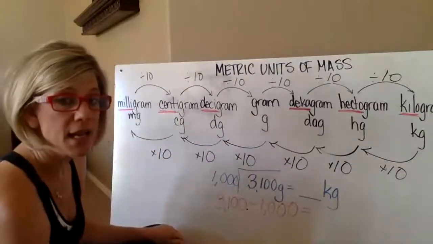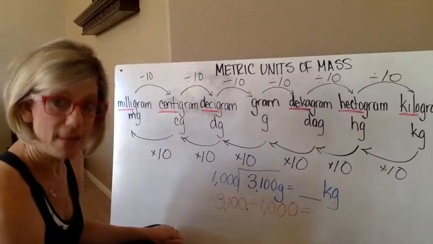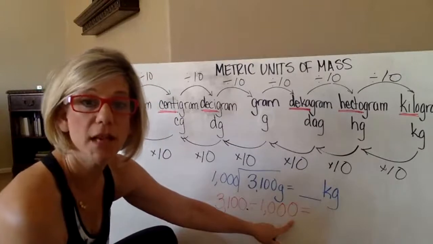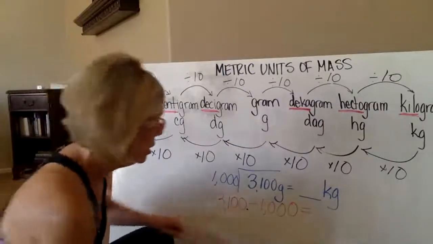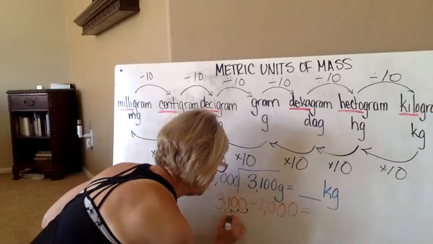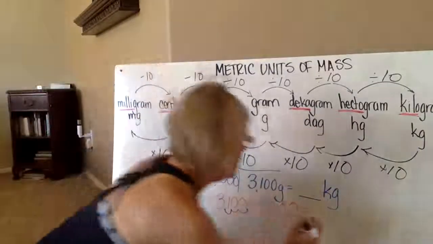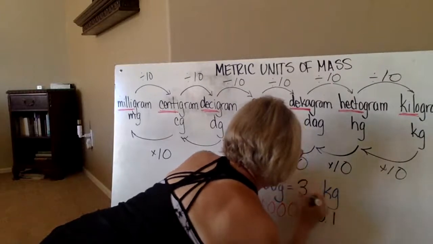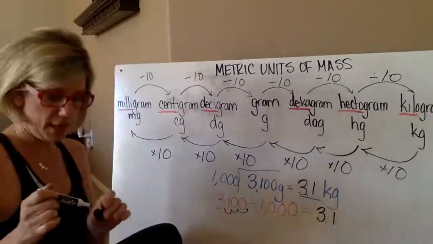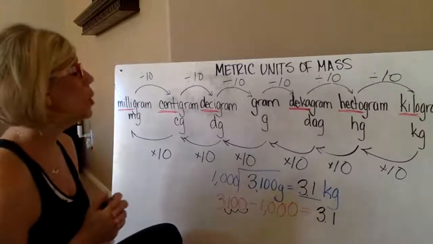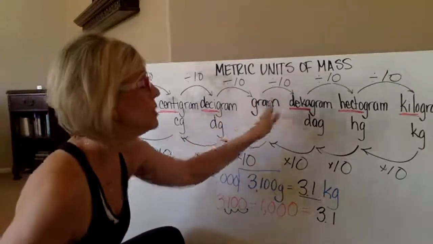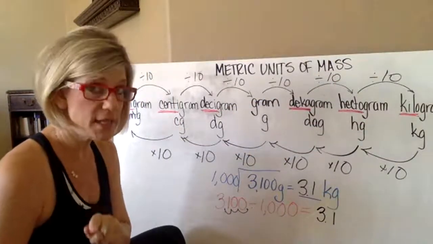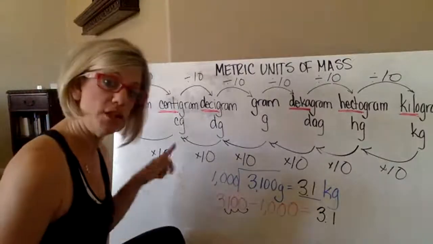Now, because we're dividing, we're going to move our decimal point left, and we are going to move it 1, 2, 3 places to the left because of the 3 zeros in our divisor. What this means is 3,100 grams is the same as 3 and 1/10 kilograms. So when you are going from smaller units to bigger units, provided you're using multiples of 10, your decimal point is going to move left.